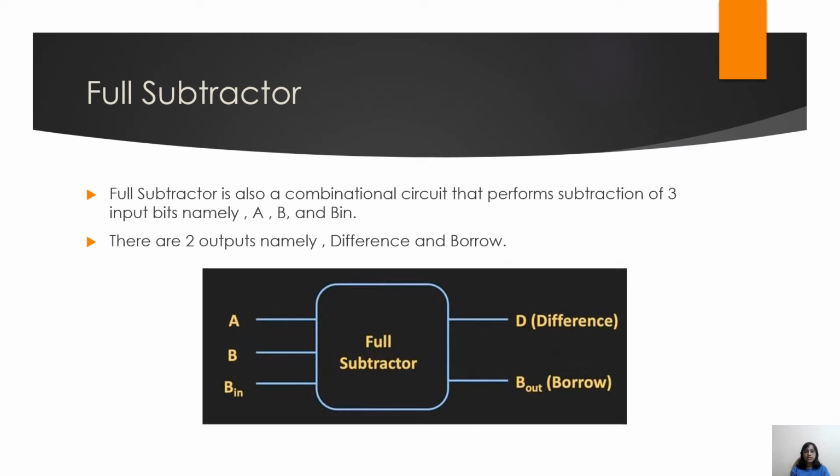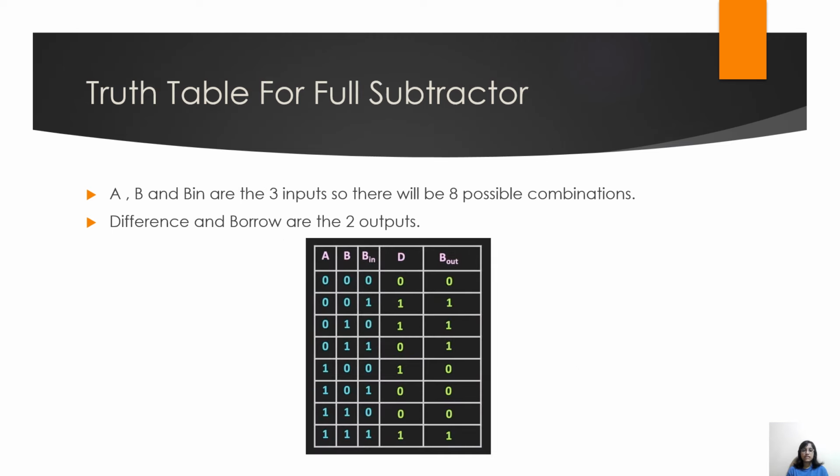Now let us see what is a full subtractor. The full subtractor is also a combinational circuit that performs a subtraction of three input bits, namely A, B and Bin. There are two outputs, namely difference and borrow. As shown in the diagram, we can see A, B, Bin are the three inputs given to the full subtractor, and difference and borrow are the two outputs. Now let us analyze the truth table for the full subtractor.